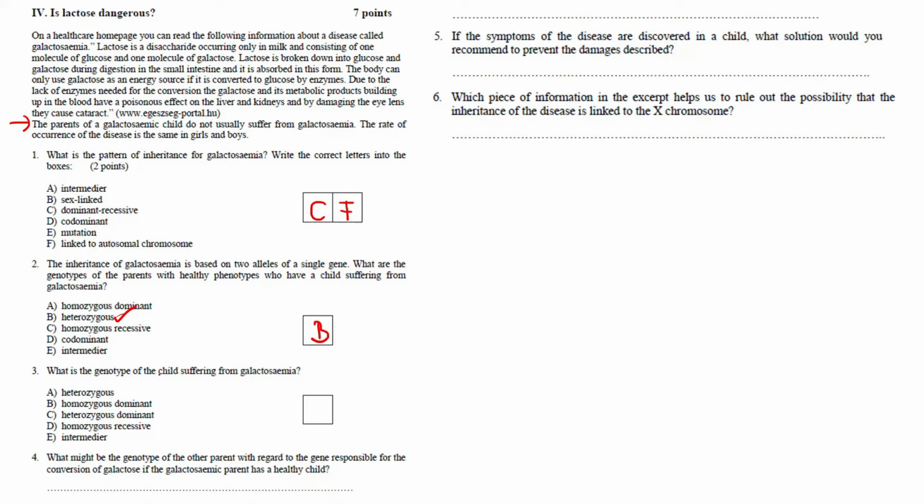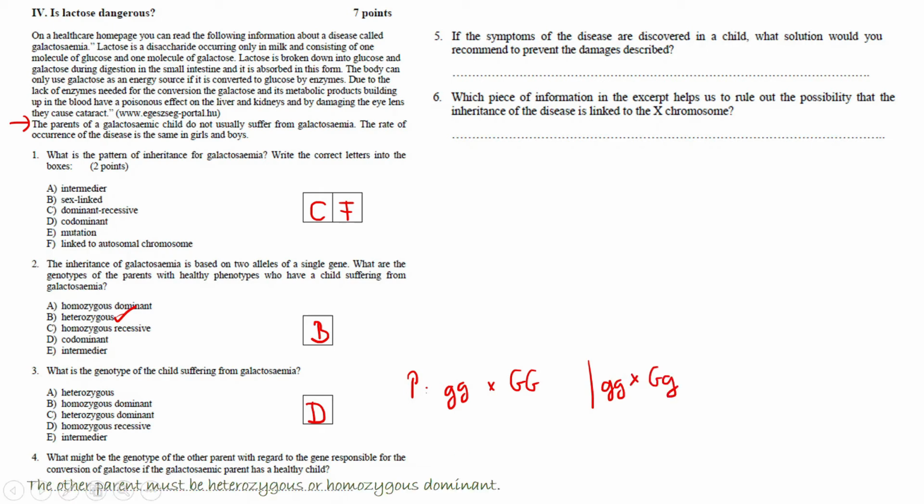Okay, what is the genotype of the child suffering from galactosemia? As it is a recessive trait, then homozygous recessive, so D is the good answer. What might be the genotype of the other parent with regard to the gene responsible for the conversion of galactose if the galactosemic parent has a healthy child? So if one parent is diseased, the other parent must be either homozygous dominant or heterozygous. So that's the answer.